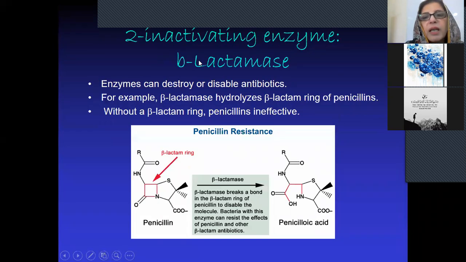Number two, inactivating enzymes. We've already studied the beta-lactamase enzyme. This is going to destroy the beta-lactam ring, and when the beta-lactam ring is destroyed, the antibiotic is going to become inactive. And inactive, it is not going to affect the bacterial cell.